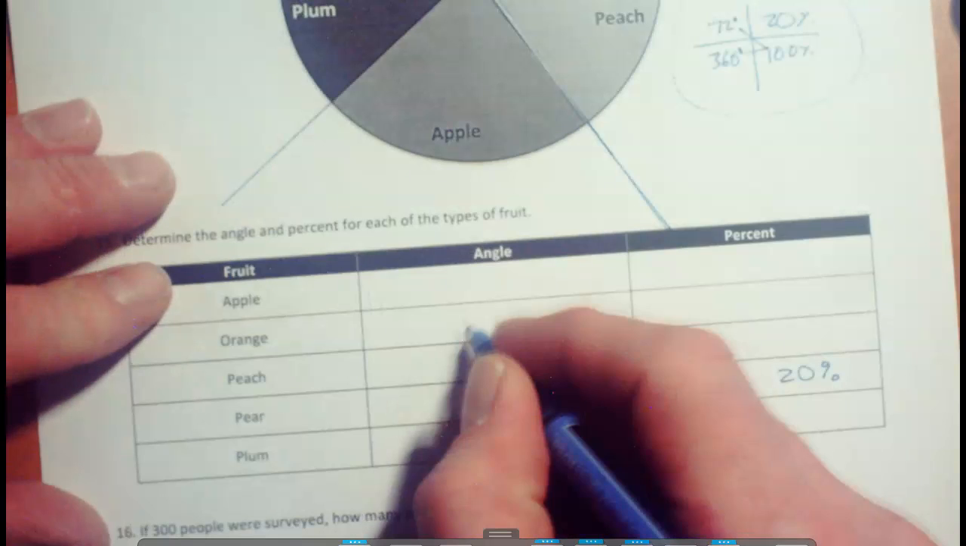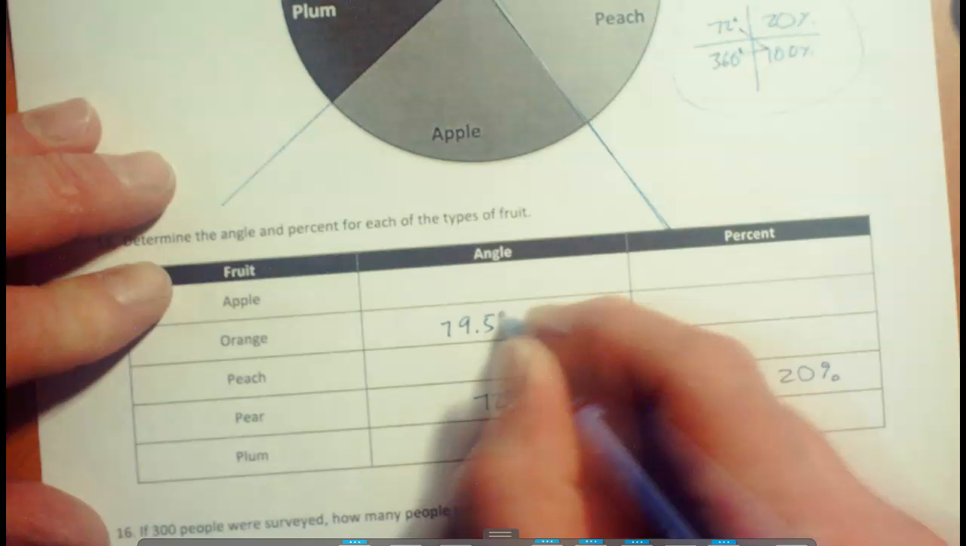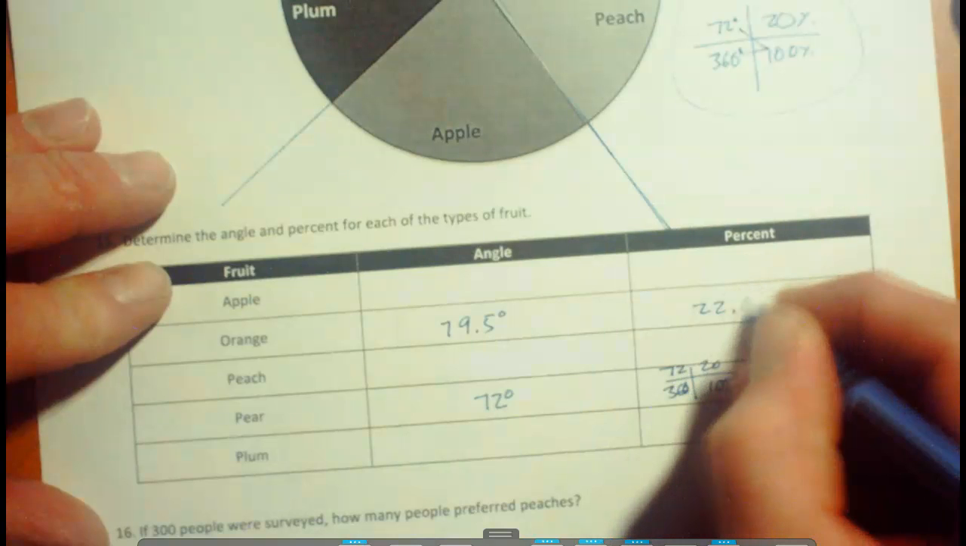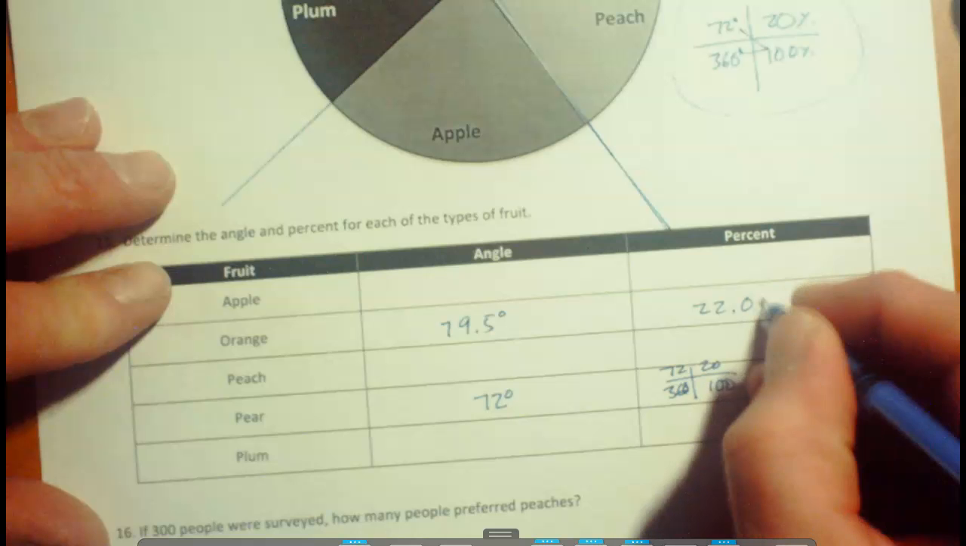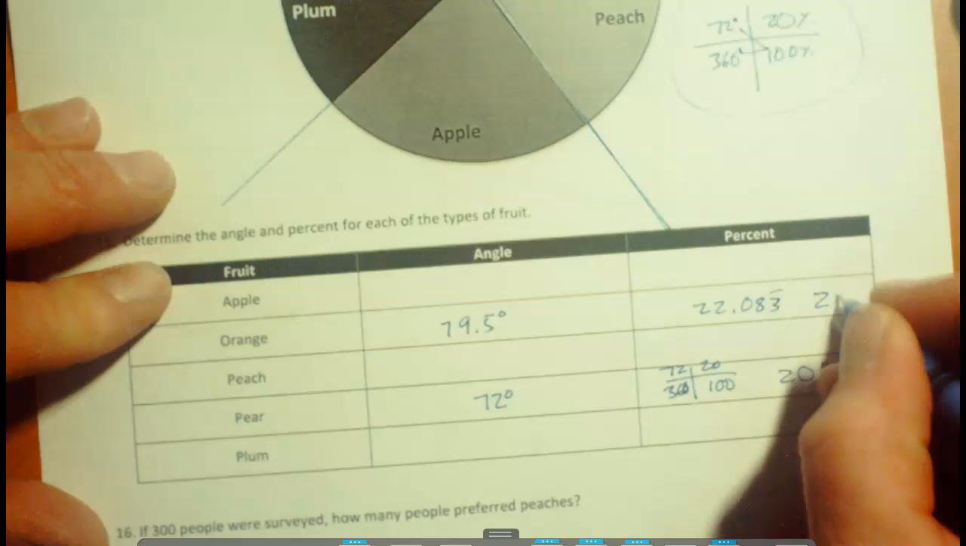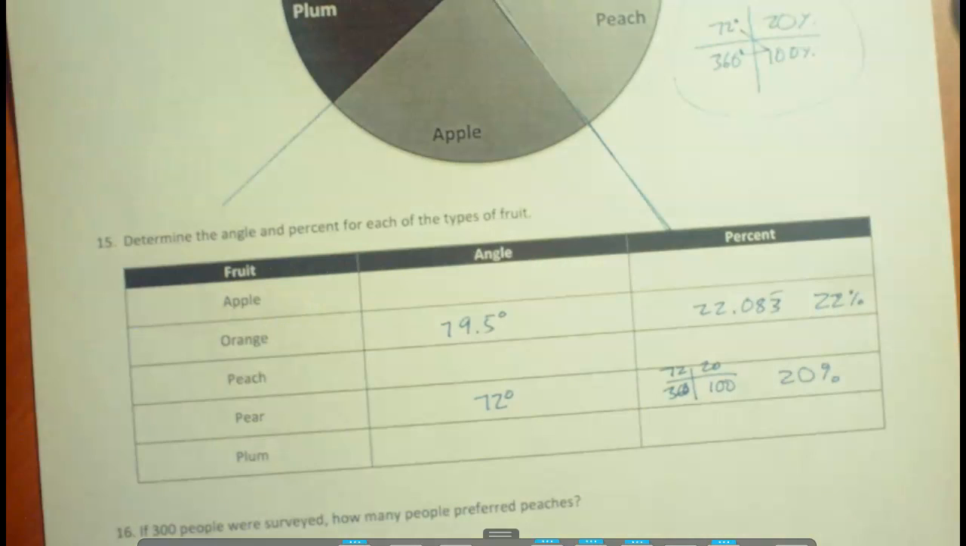So the orange we had 79.5 degrees, and we ended up with 22.083 repeating, but I'm just going to put down that I'm calling this 22%. But I like to see how close I can get. And you're off to the races.